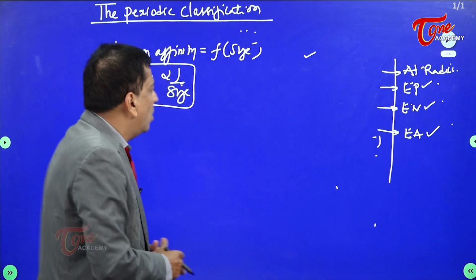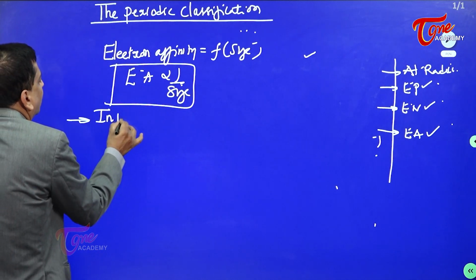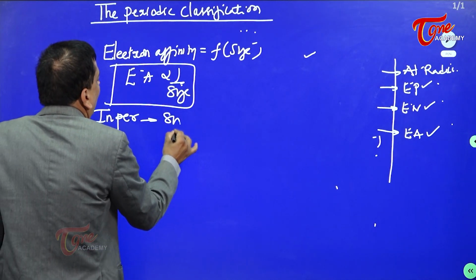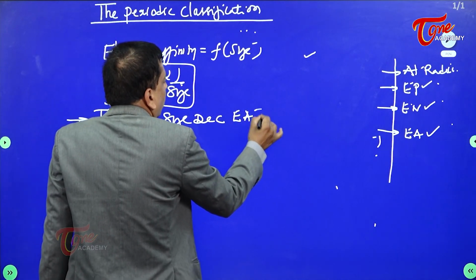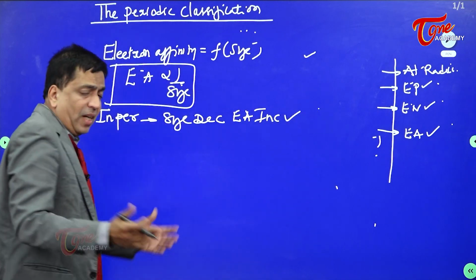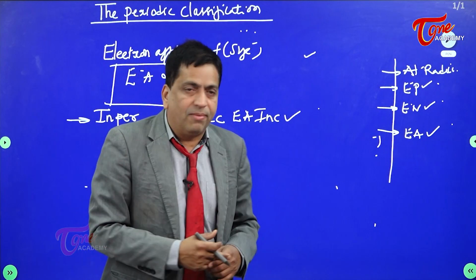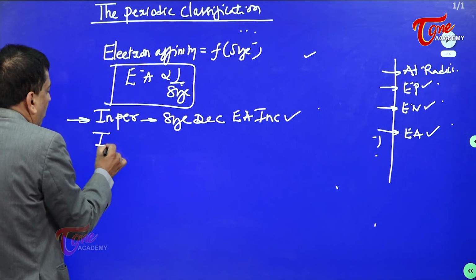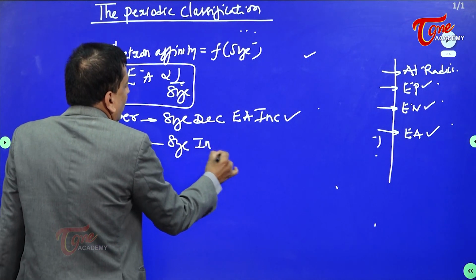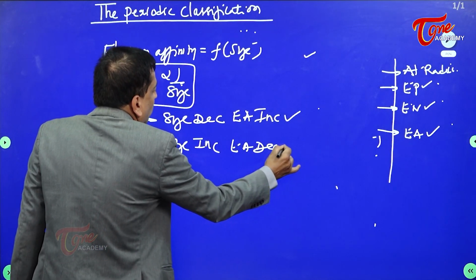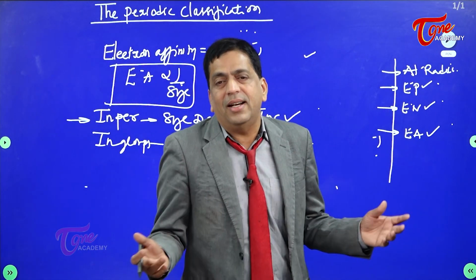If that is the case, then in periods, the size decreases, so the electron affinity increases. Electron affinity increases because the size is decreasing from left to right. Similarly, in groups, the size will increase, so the electron affinity decreases, because both are inversely related. That is the trend.